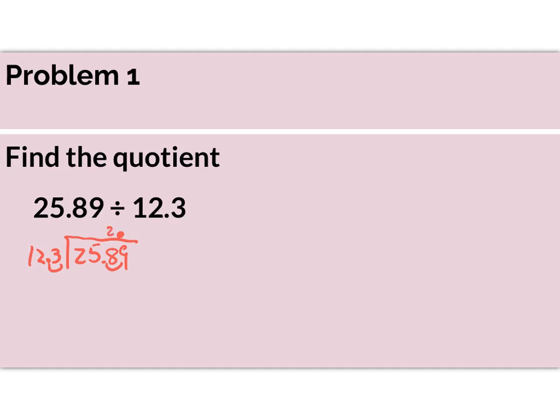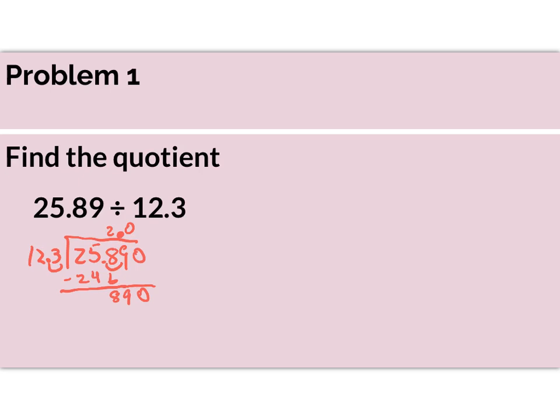123, let's try 2. 2 123s is 246. Ooh, we barely squeezed in there. 58 minus 46 is 8. You get a 9. 89 is smaller than 123. It doesn't go in, so you put a 0 there, put a 0 there, put a 0 there.